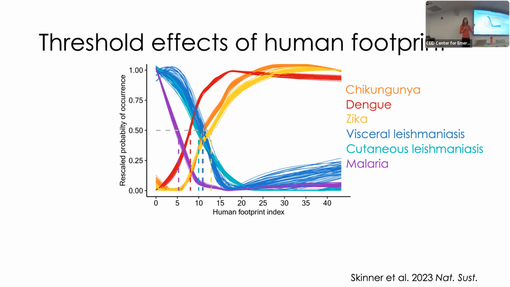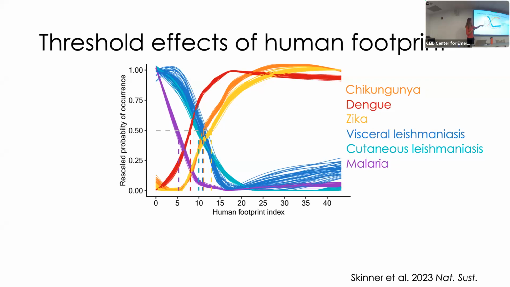And if we look at that functional relationship that the model inferred, this is human footprint ranging from 0 to 50 on the x-axis. And this is a rescaled estimate of the probability of occurrence for each disease on the y-axis. We see these strong threshold responses. So some diseases start out highly likely to occur at low human footprint, but then they kind of tank. As you increase human footprint past a given threshold, suddenly the occurrence of these 3 diseases, malaria and both forms of leishmaniasis, become a lot less likely.